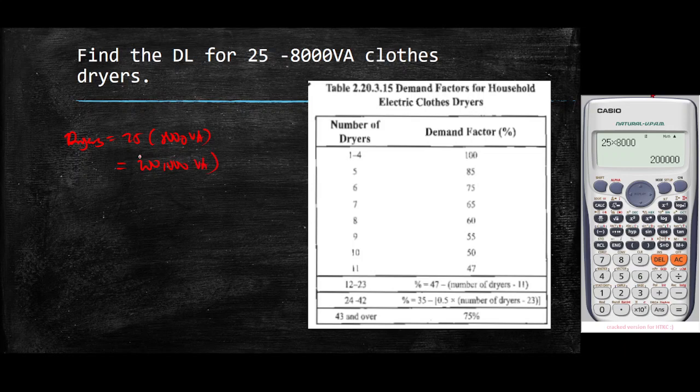Okay. Tapos yung percent demand for 8 is only 60%. So we have 200,000 times 0.6, that is 120,000 volt-amperes. Ito yung ating answer. Okay?